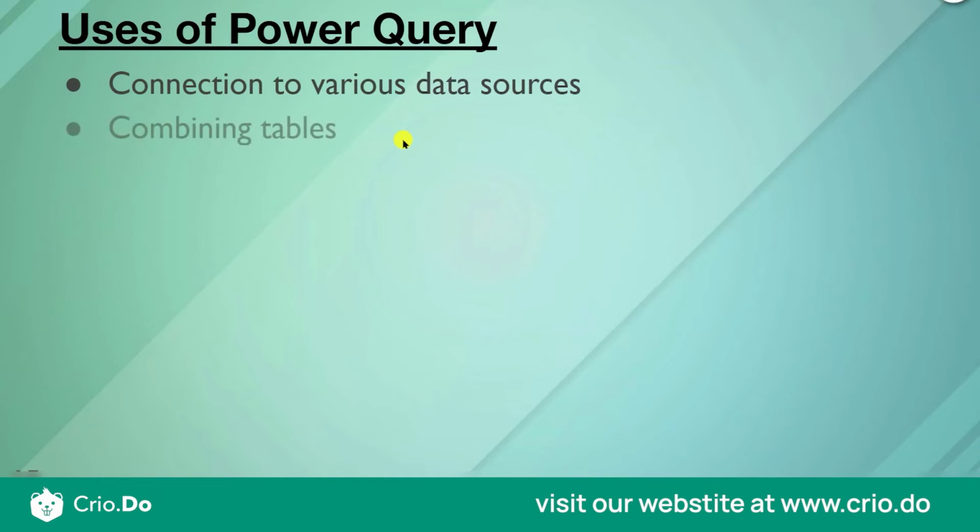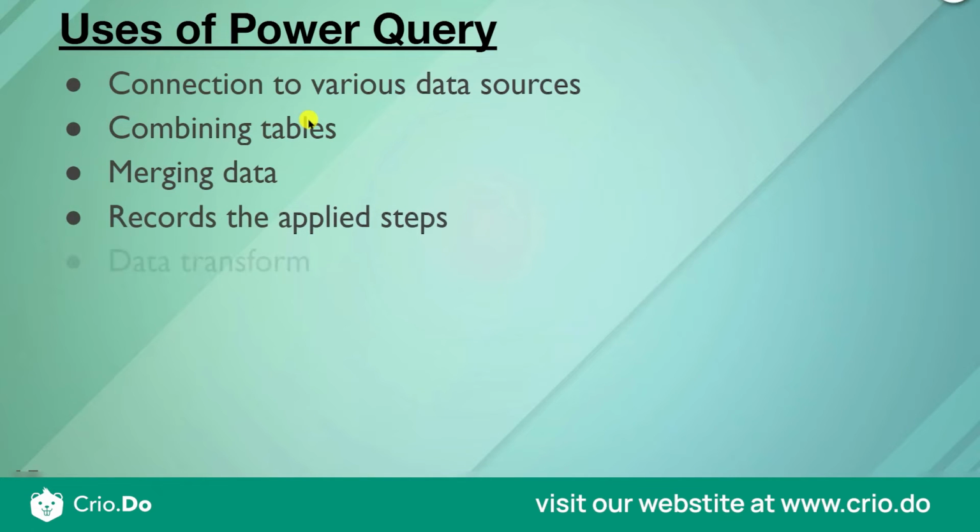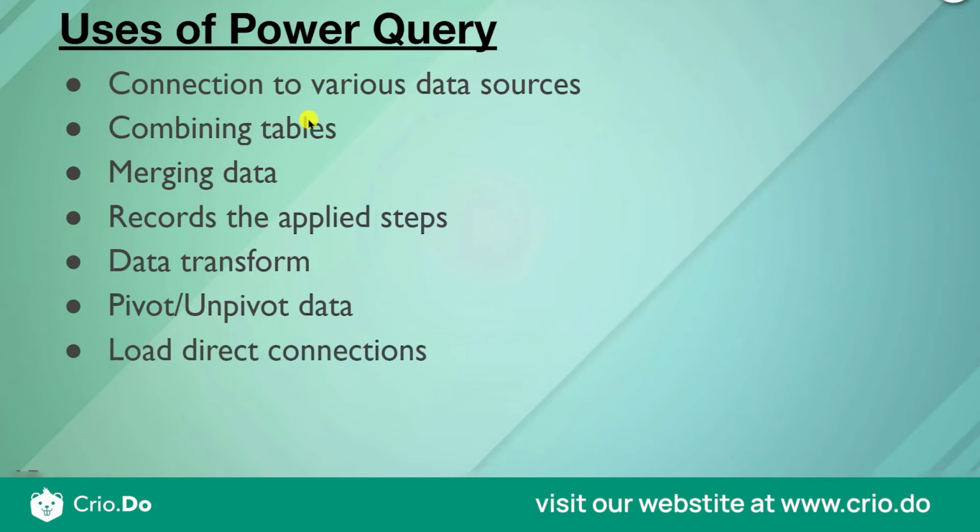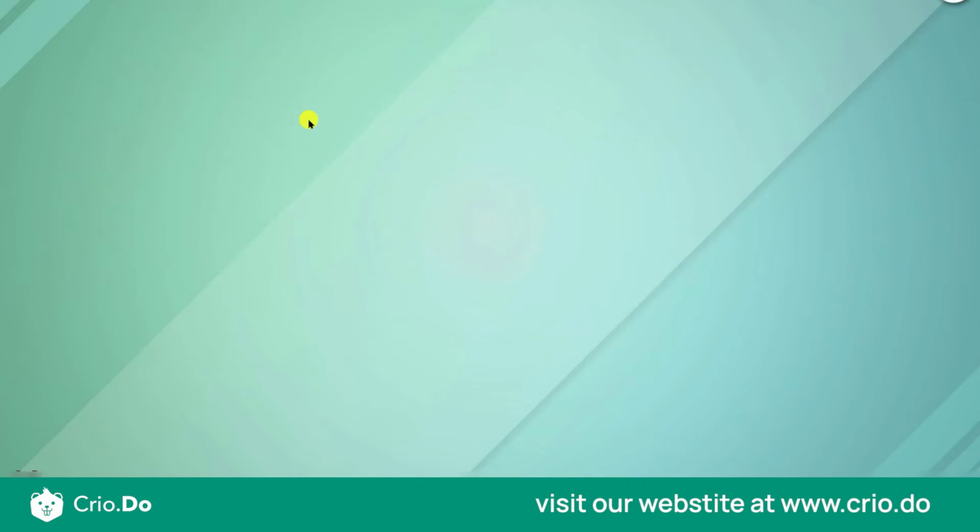So where can we use Power Query? We can use it for the connection to various data sources. We have data from different sources, maybe from the web, or from any other file, or a text file, and maybe you want to change the format of the data, you want a different kind of decimal values, you want to show some currency symbols, or you have any other requirement. At that time you can use Power Query for doing the transformation. You can combine the tables here, you can merge the data, you can record the applied steps here, and you can actually transform the data. You can pivot the data or unpivot the data. And in fact, you can load the direct connections as well.